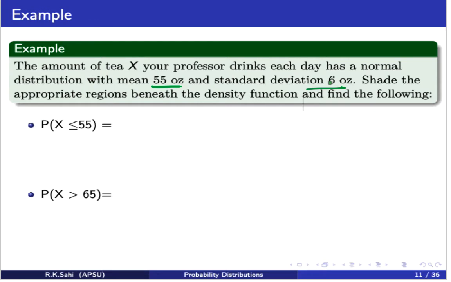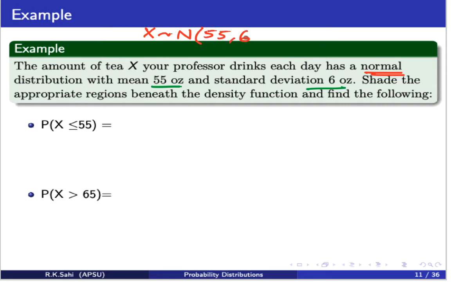My very important suggestion to you guys is the moment you see these kinds of problems, you should automatically create the normal curve and write down the values. That way it will become very easy as time goes by. When you see the word normal distribution, you should be thinking, what is the mean and what is the standard deviation? The first thing you should do is write down the notation.